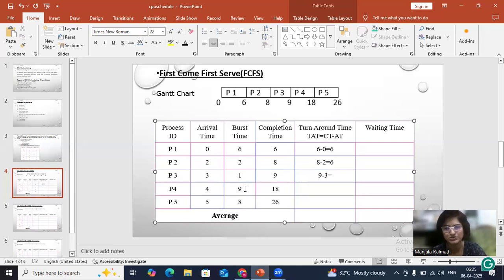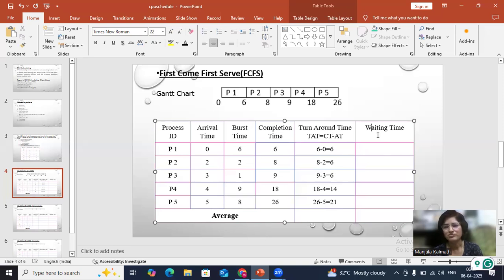This is equal to 6. Then the next completed time is 18 minus arrival time 4, that is equal to 14. Then next, we have a completed time 26 minus arrival time 5, this is equal to 21. So this is the turnaround time which we calculated here. After calculating the turnaround time, we can go for the waiting time here.